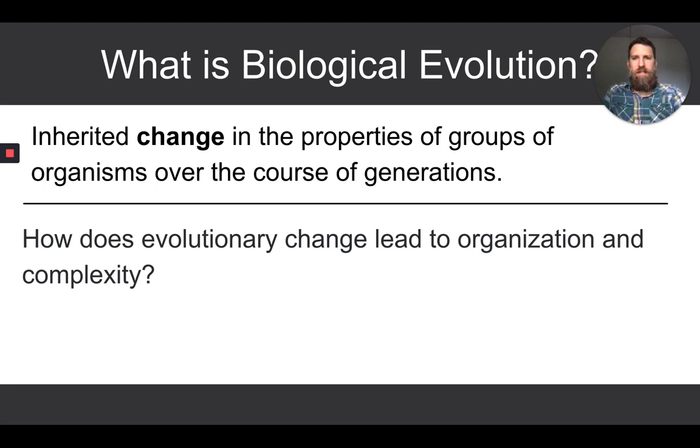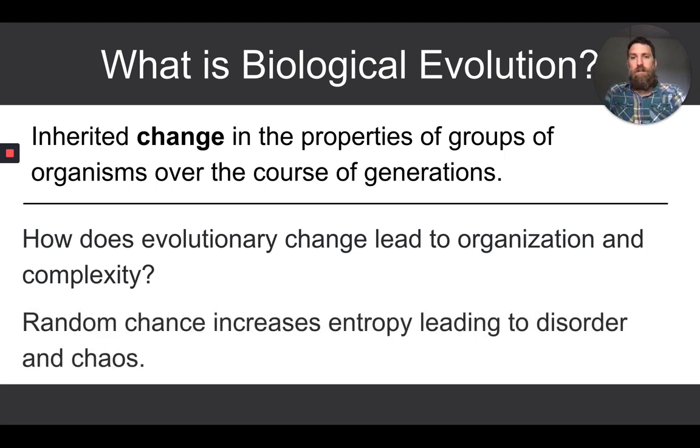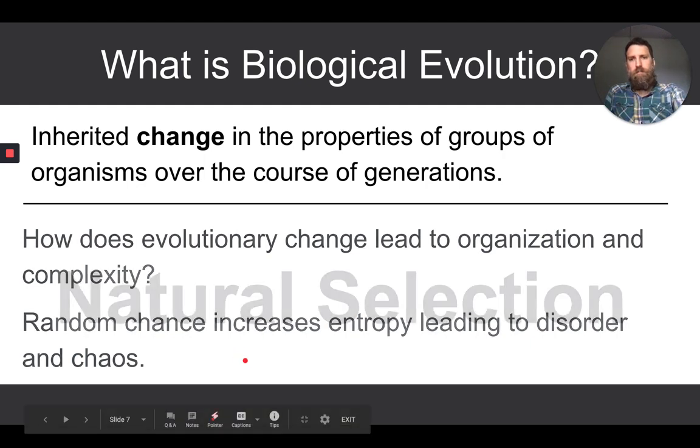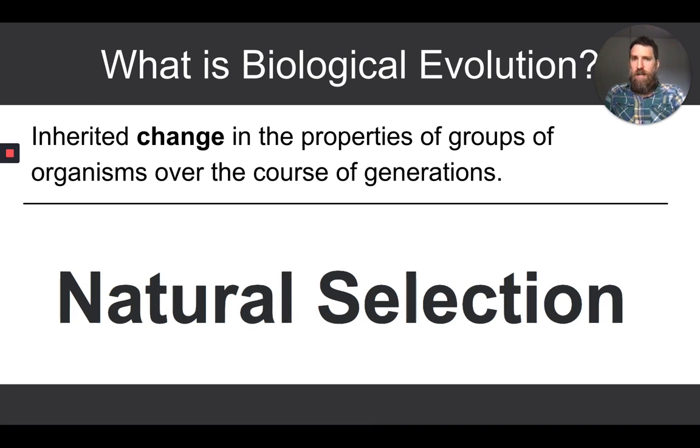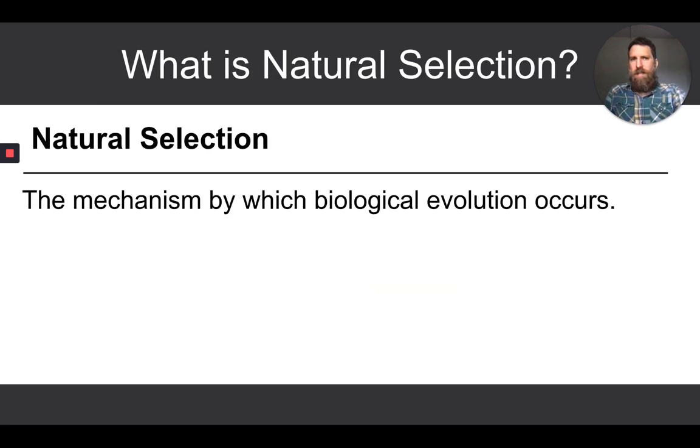We're still missing that mechanism that allows biological evolution to produce something complex like life forms, rather than chaos and disorder, which is what you get when change is random. Obviously, biological evolution is not random. This mechanism that's responsible is what we call natural selection. So let's talk about exactly what that is, the mechanism by which biological evolution occurs.